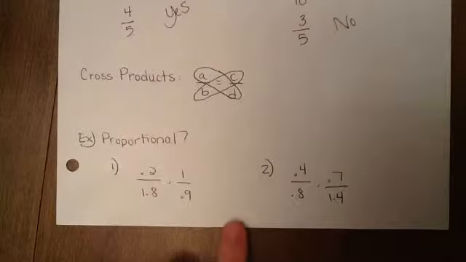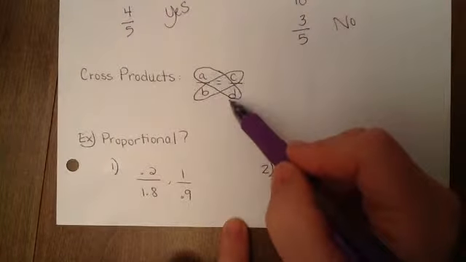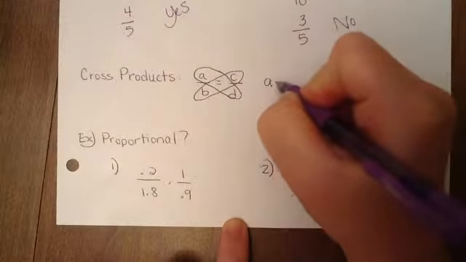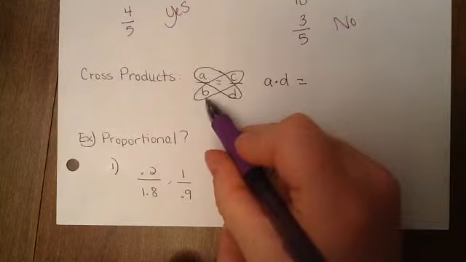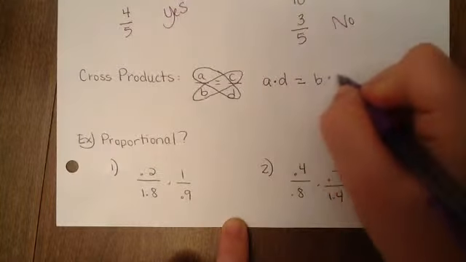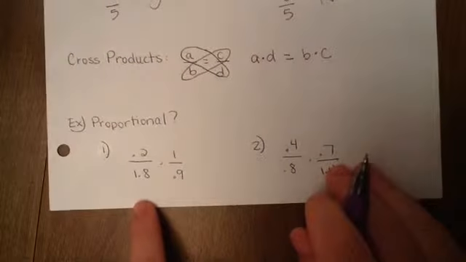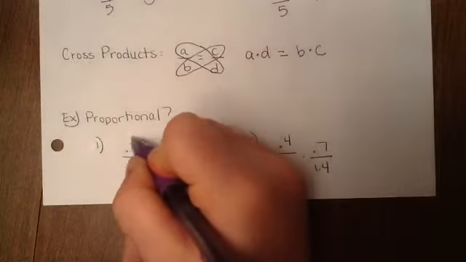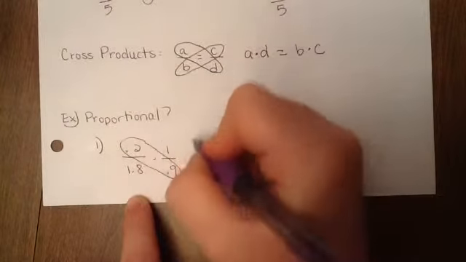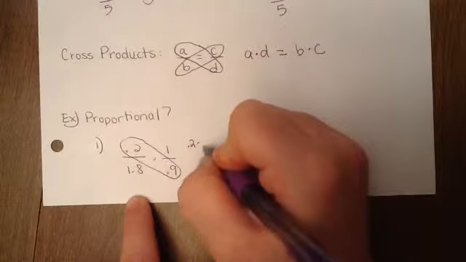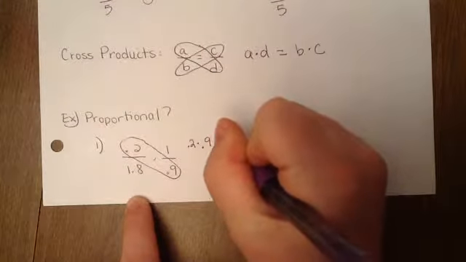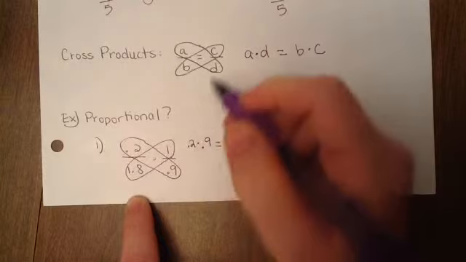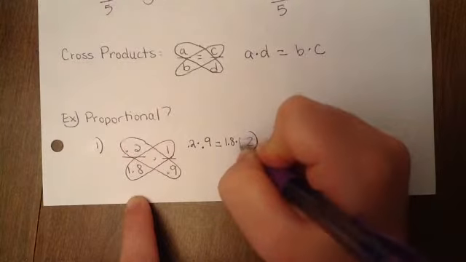Another way we can see if they are proportional is checking cross products. Cross products mean multiply the diagonals. So A times D has to equal the other diagonal, B times C. Okay, so this time we are going to check to see if they are proportional by checking cross products. So if I take a diagonal, 0.2 times 0.9, we want to know, does this equal, what's our other diagonal? 1.8 times 1.